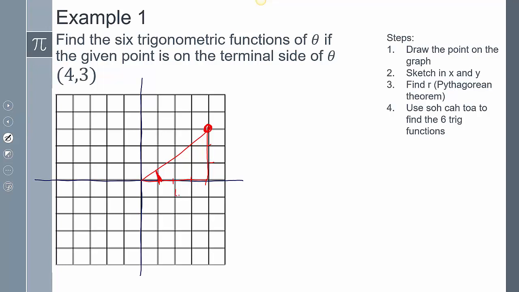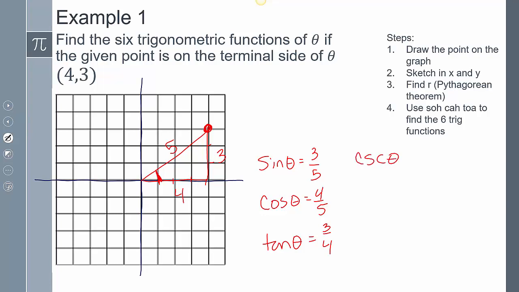Now labeling, this x distance is 4, this y distance is 3, and so using the Pythagorean theorem, I could say that this is going to be 5. Plus it's a Pythagorean triple, so I can do it that way. And so now that I have my triangle labeled, I can go through and state my ratios. My sine of theta is going to be y over r, or opposite over hypotenuse. My cosine of theta is going to be adjacent over hypotenuse. My tangent of theta is going to be y over x. My cosecant, remember they're just reciprocals, so you flip it.